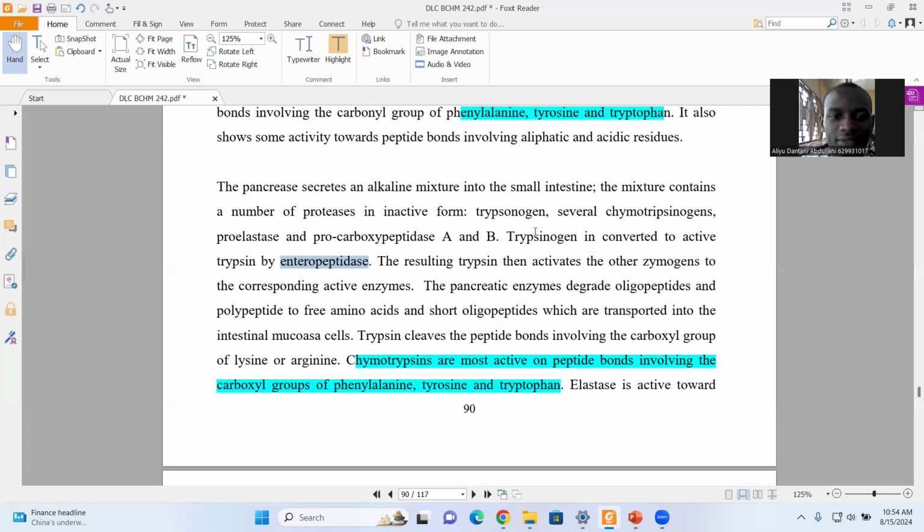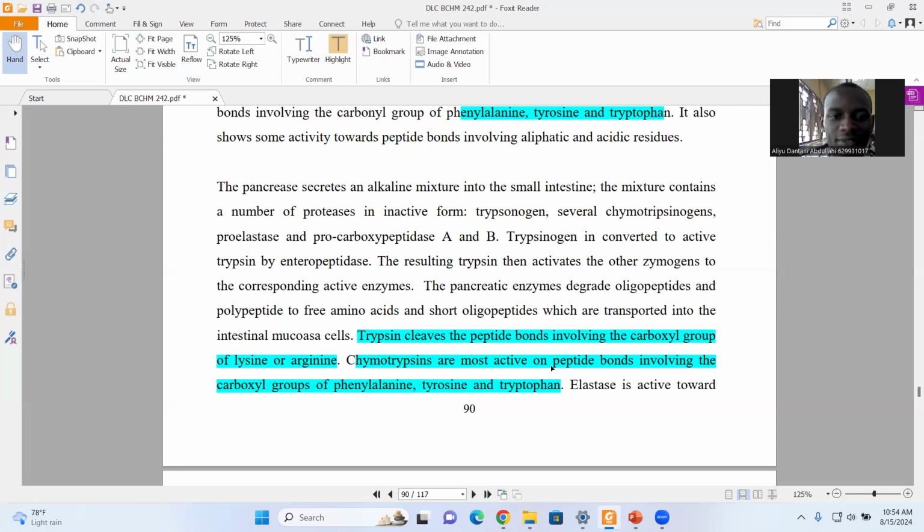Okay. The pancreatic enzymes create oligopeptides and polypeptides, free amino acids, and short oligopeptides, which are transferred into the intestinal mucosa cells. Trypsin cleaves the peptide bonds involving the carboxyl group of lysine and arginine. So we are seeing here trypsin, which acts on proteins in the intestine, prefers lysine and arginine. That's what we're saying here. You know, lysine and arginine, those are basic amino acids. They have a basic functional group. All right.